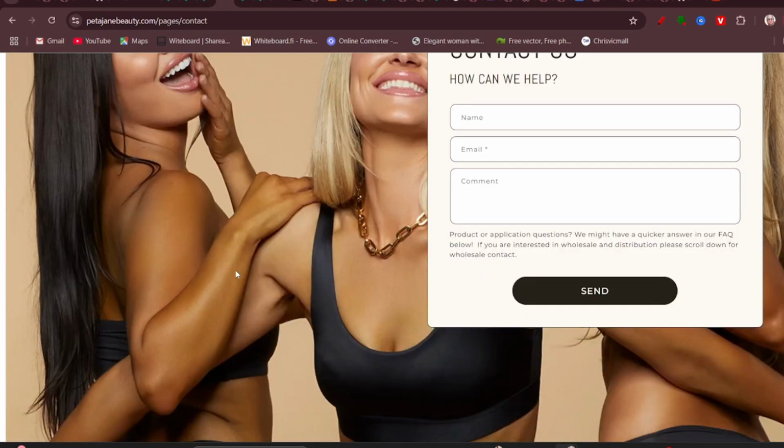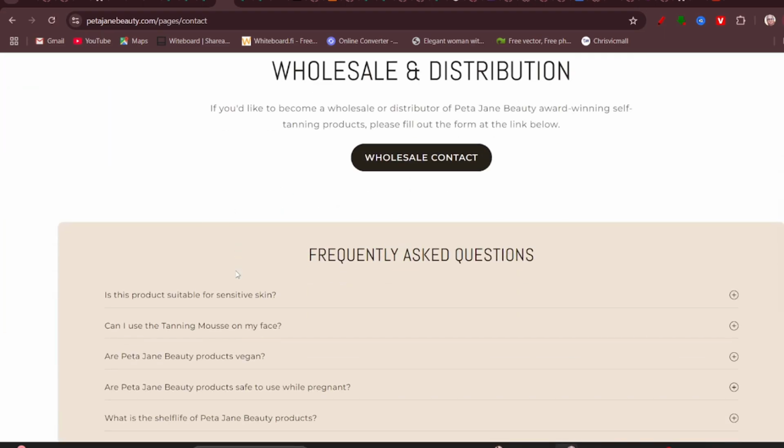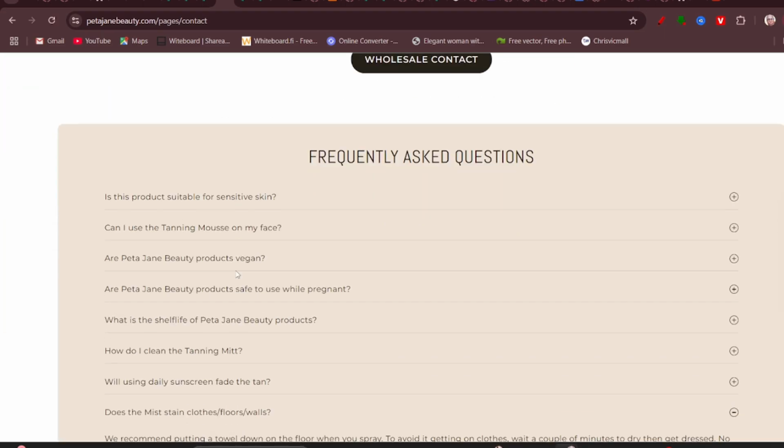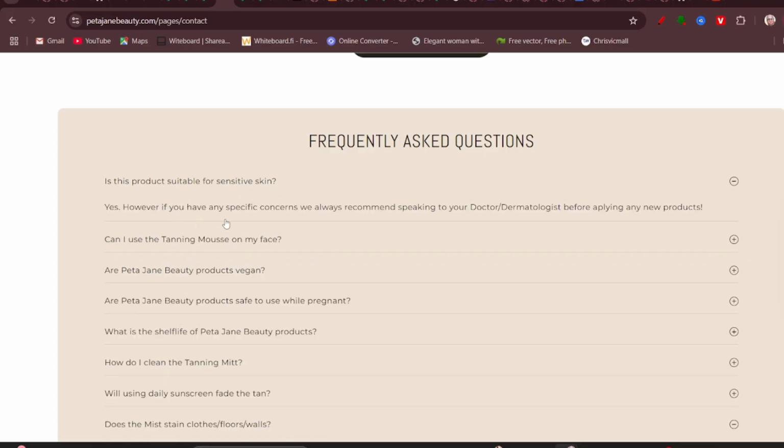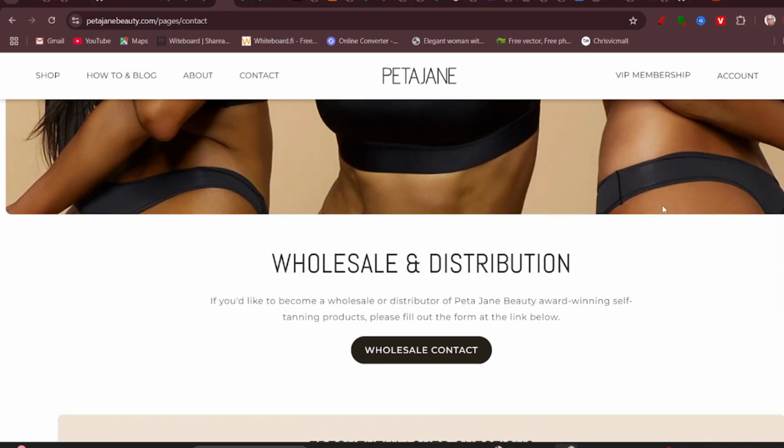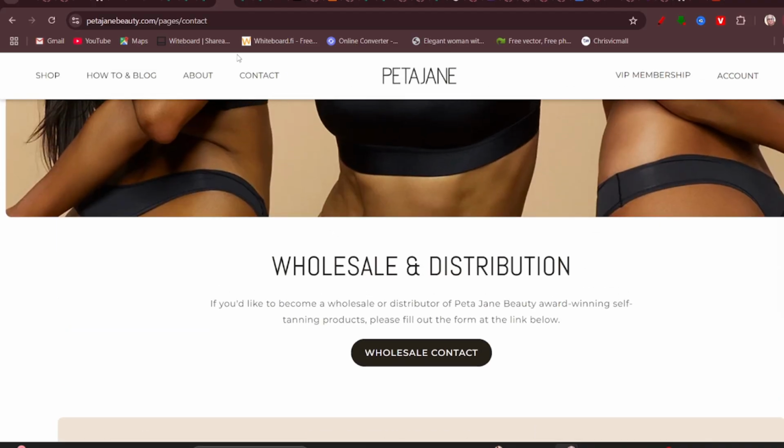If you're able to answer some of the questions that people might have, like health issues, any side effects, whether the product is suitable for sensitive skin, something like this. Yes, however, if you have any specific concerns, we always recommend speaking to your doctor before applying any new product. So it's on the skin, so of course it's going to matter for sensitive skin. All right, but this is how you do it.